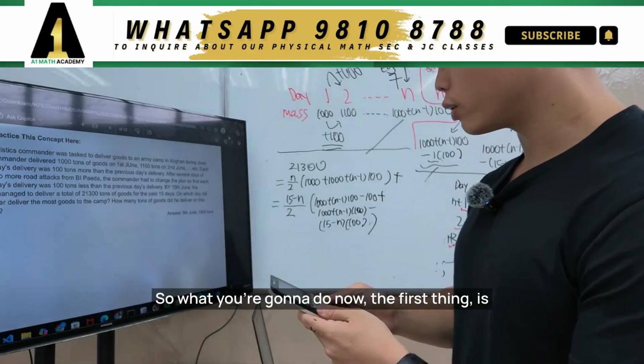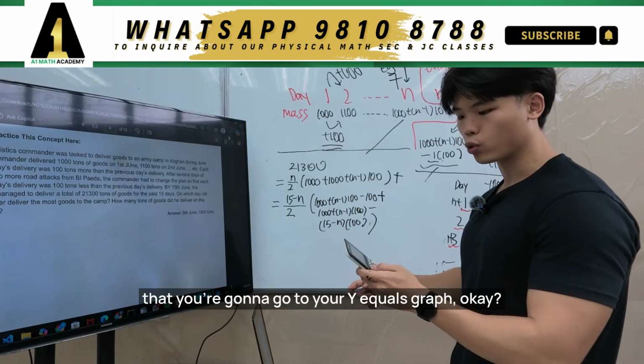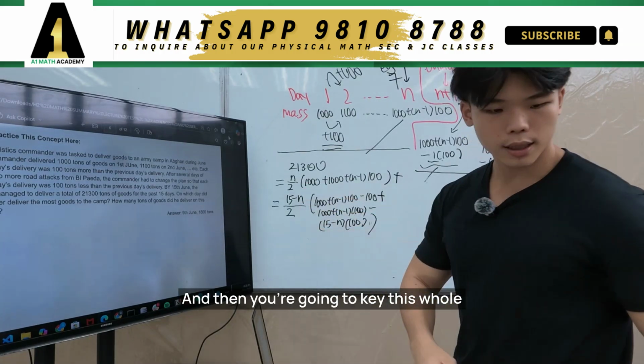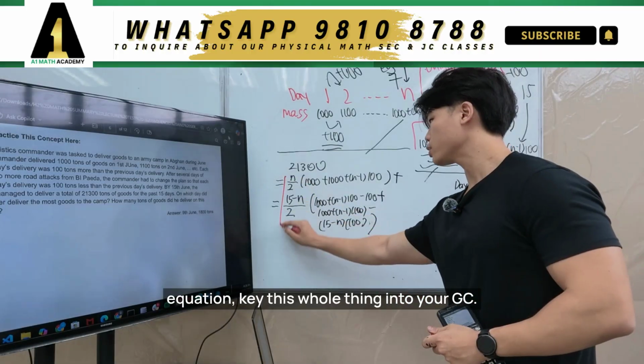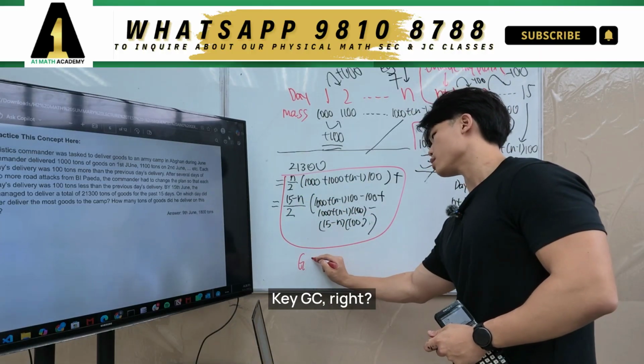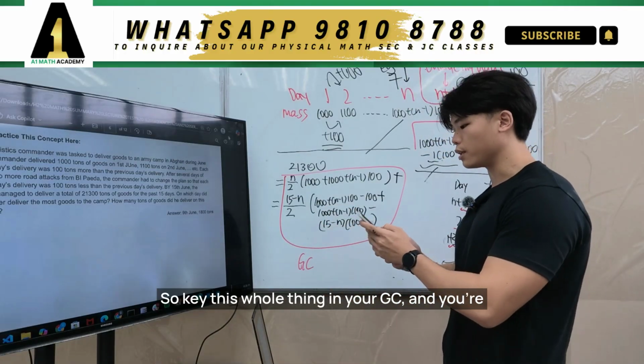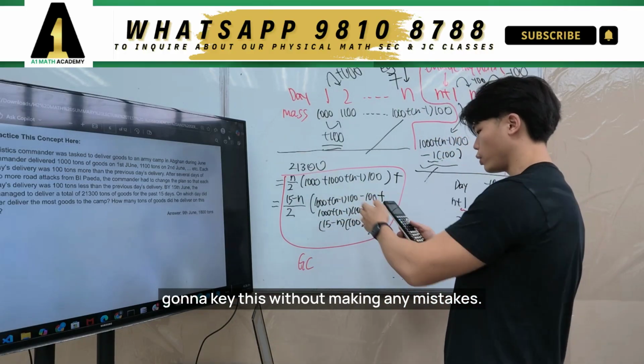So the first thing you're going to do now is go to your y equals graph, and then key this whole equation into your GC, just this whole thing without the 21300. Key this whole thing in your GC, and you're going to key this without making any mistakes.